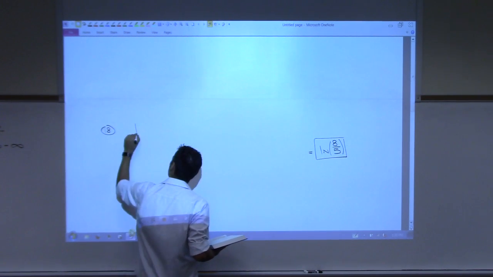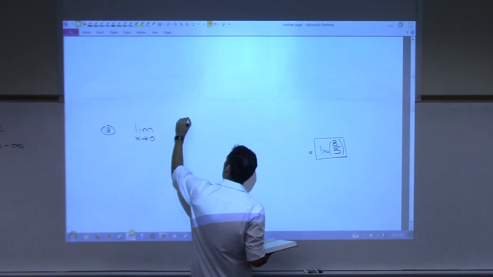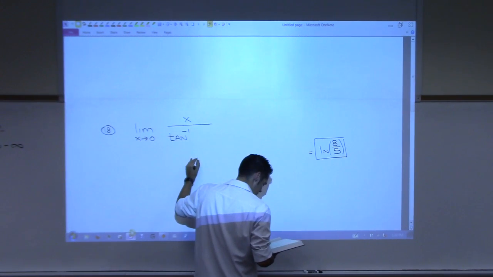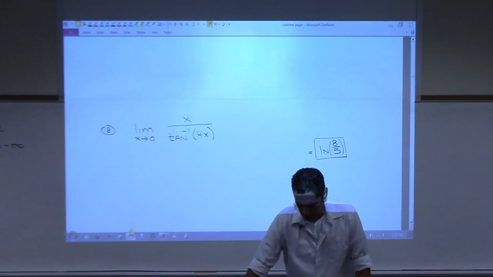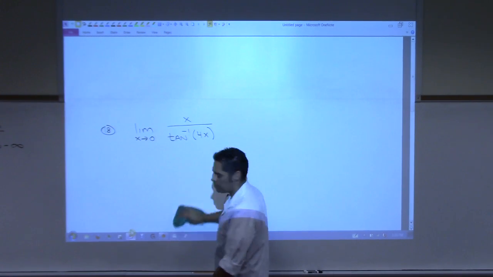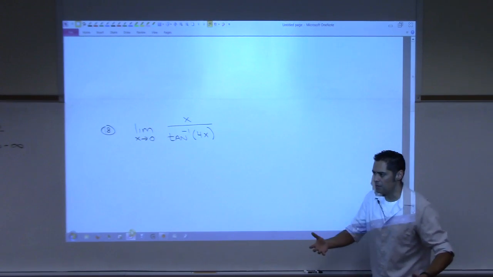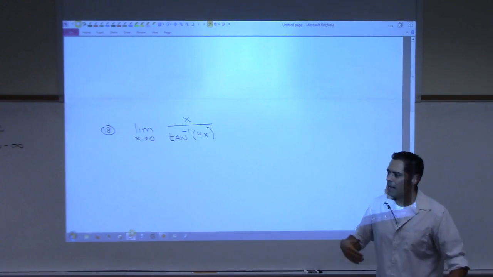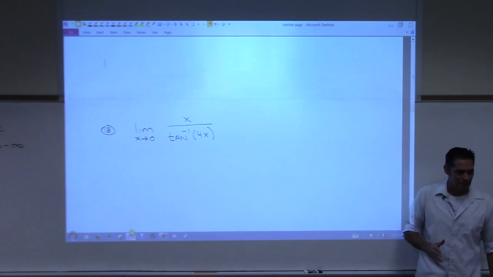Limit as x goes to 0 of x over arctangent of 4x. This one just looks worse. I think this is where we start getting into some murky waters. Because if I ask you what's cosine of 0, everyone's like 1. If I say what's sine of 0, everyone's like 0, right? When I start asking you what arctangent of 0 is, that's where people start to waver a little bit.